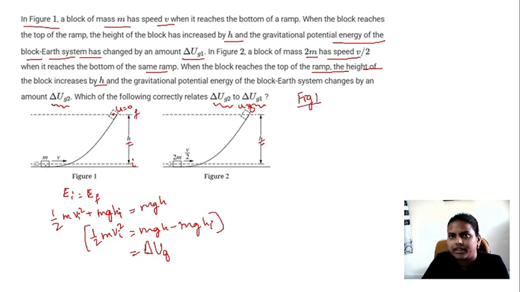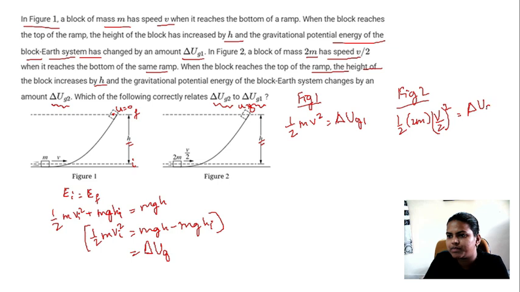In figure 1, the initial kinetic energy is half m, mass is m, velocity is v, square, is equal to the change in potential energy in first figure. And in figure second, the mass is 2m and the velocity is half of it. So it is v by 2, the square of it is equal to the change in potential energy 2. So when we find the ratio delta UG1 upon delta UG2, it would be half m v square divided by half 2m into v square by 4.